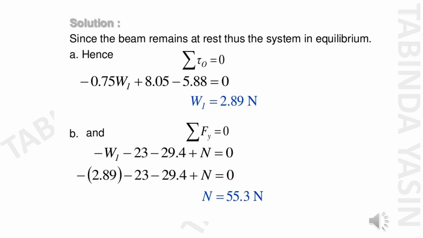For part B, the summation of Fy is equal to 0, so minus W1 minus 23 minus 29.4 plus N is equal to 0. Substituting the value of W1, that is 2.89, we get minus 2.89 minus 23 minus 29.4 plus N is equal to 0. So the normal force in the upward direction, to balance the weights in the downward direction, is 55.3 Newton.